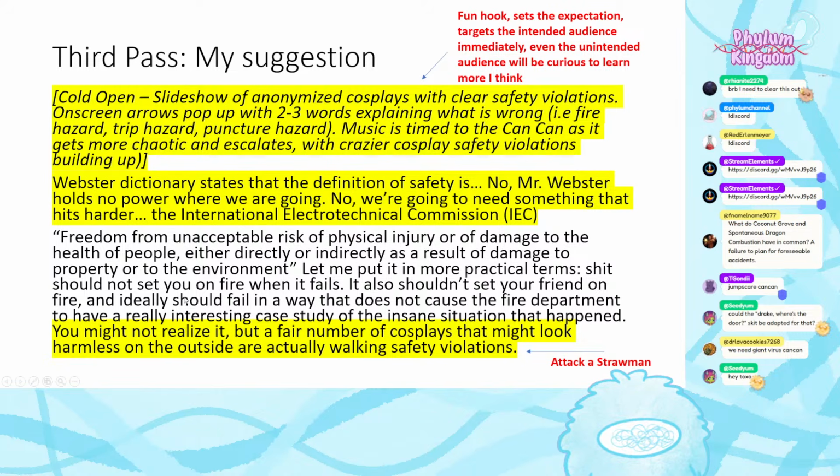And then, this is attacking that straw man, right? But you don't even have to set up a straw man. That straw man's in their head. Most people probably don't think about how dangerous cosplays can be. So you can subvert that expectation by doing this little cold open where you point out, oh, this is a fire hazard, trip hazard, whatever.